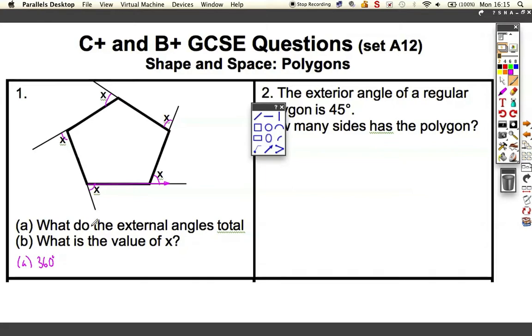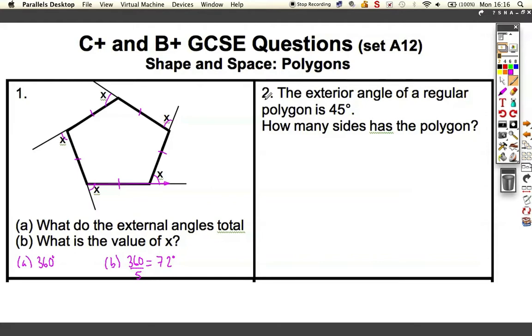Okay. Now the advantage is, if this is a regular polygon, which I'm assuming from the diagram it is, which means all the sides are the same, and it also means all the interior angles are equal, in that case, the value of x is easy. You just have to do 360 degrees divided by 5, because there's 5 sides or 5 turns, and that comes out as 72 degrees. So in this case, the exterior angle of a pentagon is 72 degrees.